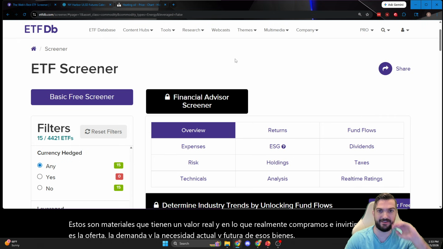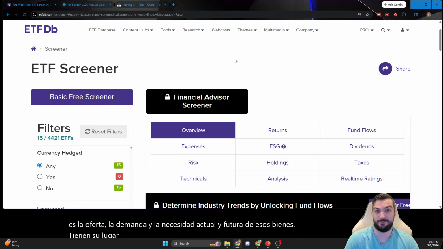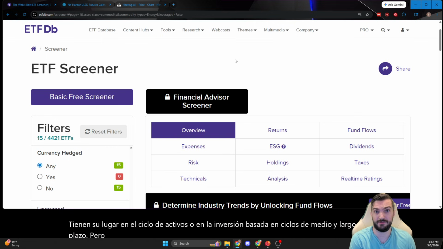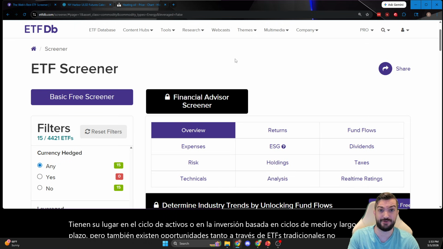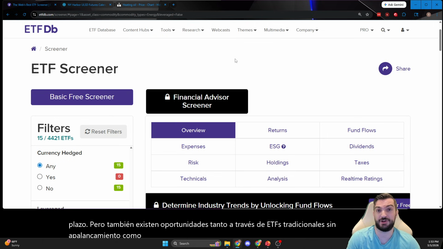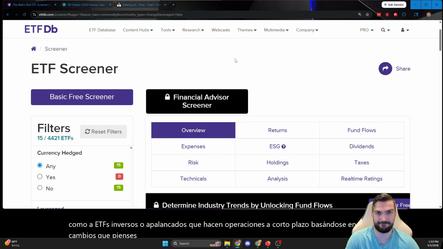They have their place in the asset cycle for mid to long-term cycle-based investing, but also there are opportunities through both traditional non-leveraged ETFs, but also inverse or leveraged ETFs to short-term trade based on changes that you think or believe might happen in the near future.